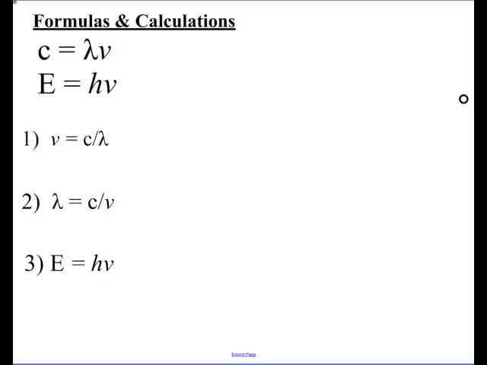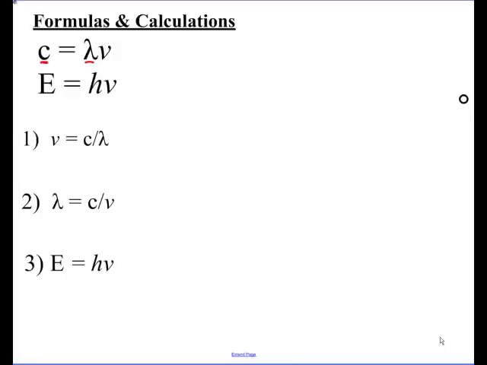So here's our basic formula. The speed of light right here equals the wavelength times, oops, all right, sorry about the barking dog thing. Where was I? Okay, so speed of light equals the wavelength times the frequency.